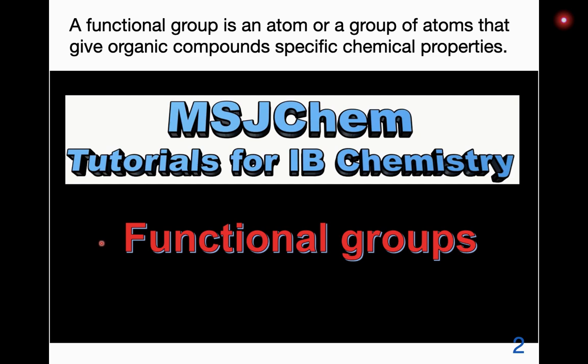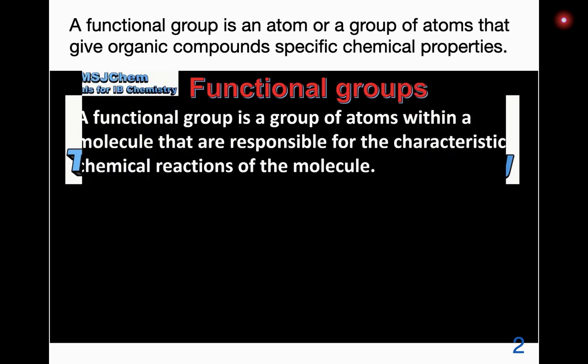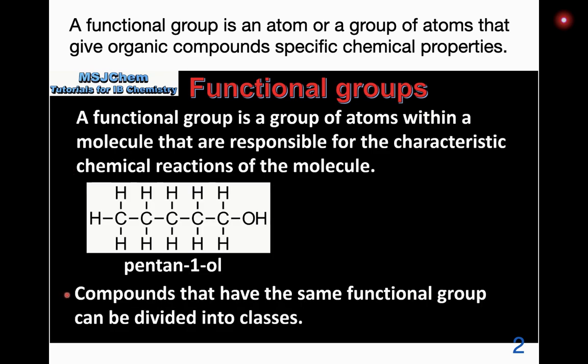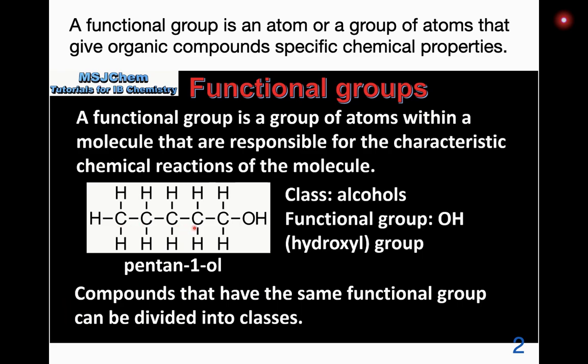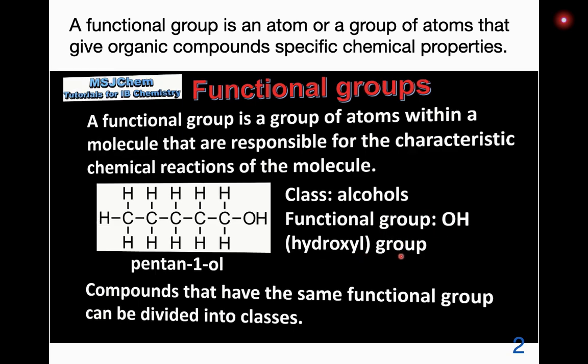This is MSJ Chem. In this video, I'll be looking at functional groups. Let's start with the definition of a functional group. A functional group is a group of atoms within a molecule that are responsible for the characteristic chemical reactions of the molecule. Compounds that have the same functional group can be divided into classes. Here we have a 5-carbon alcohol, which is pentan 1-ol. The class is the alcohols and the functional group is the OH or the hydroxyl group.